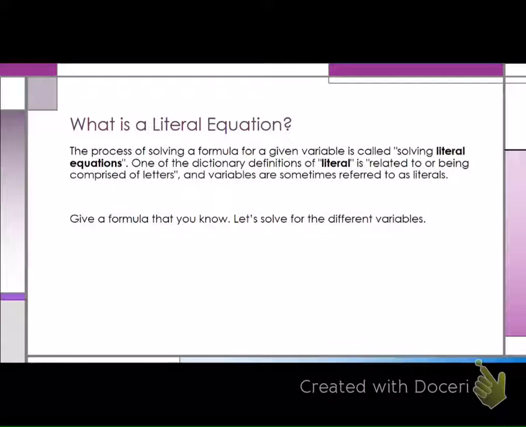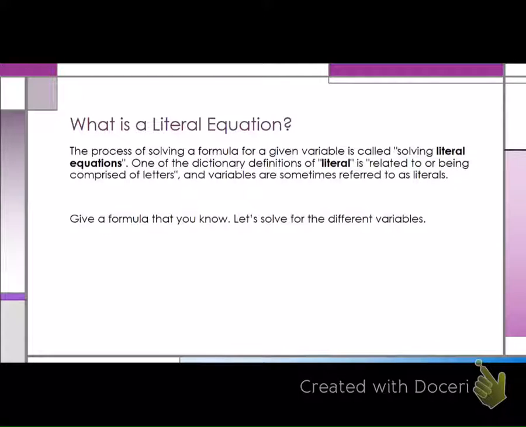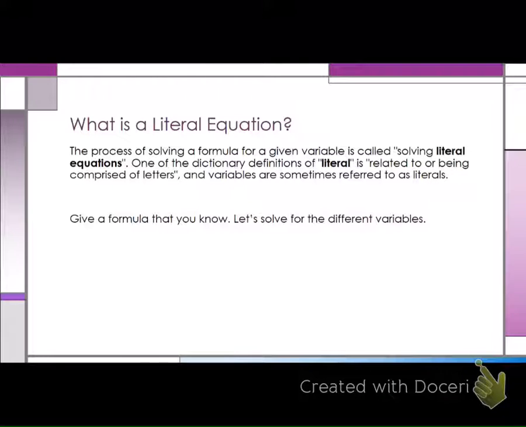So what exactly is a literal equation? It's the process of solving a formula. Formulas are any types of formulas you can think of. Solving a formula for a given variable is called solving literal equations. One of the dictionary definitions of literal is related to or being comprised of letters. Look at that. That's what it's going to be comprised of: letters. And variables are sometimes referred to as literals. Give a formula that you know and let's solve for different variables. So somebody raise their hand and tell me any formula that they know. Just any formula you know.